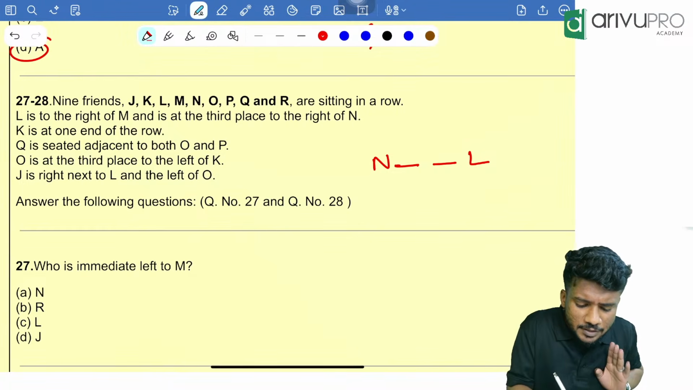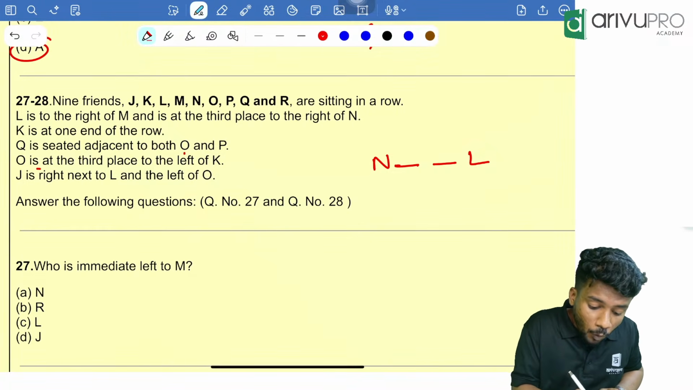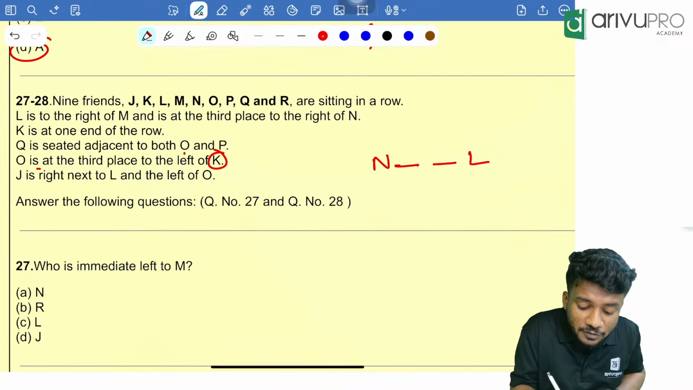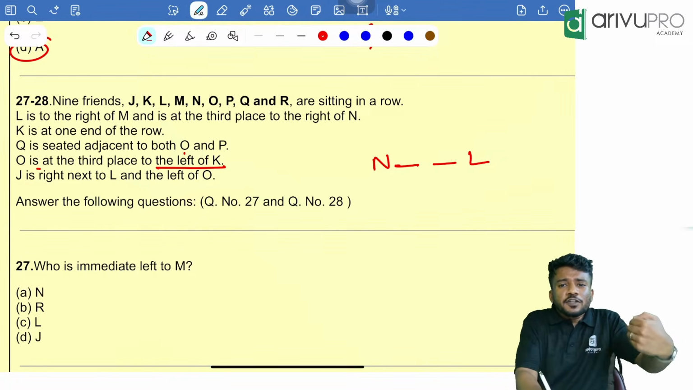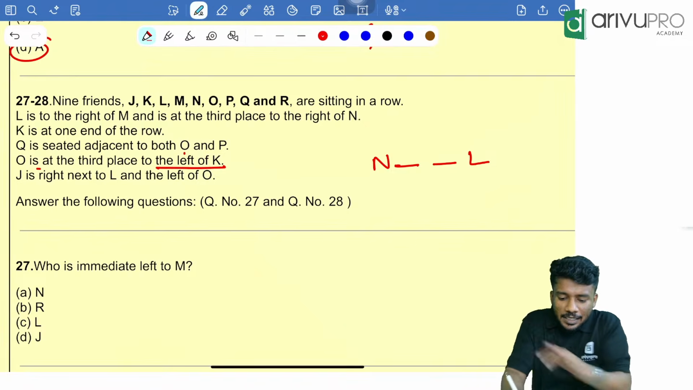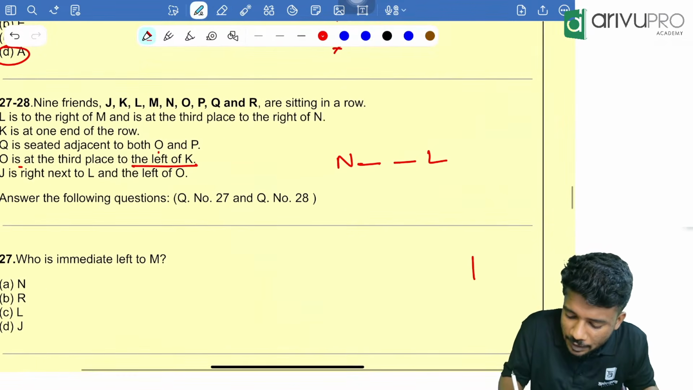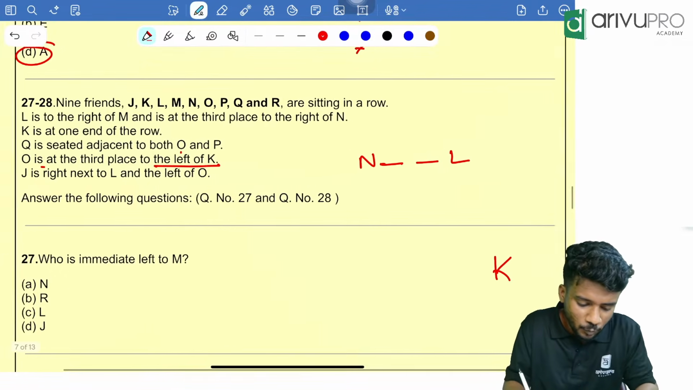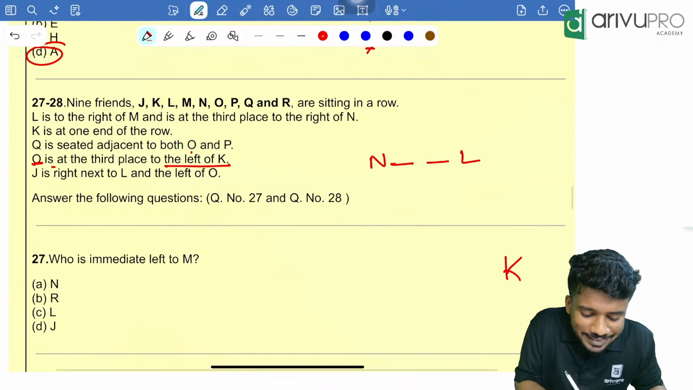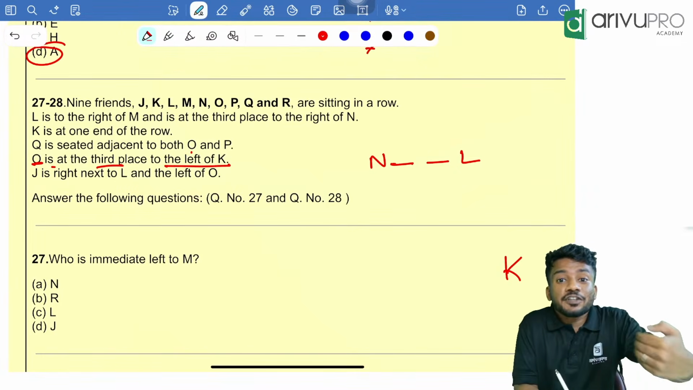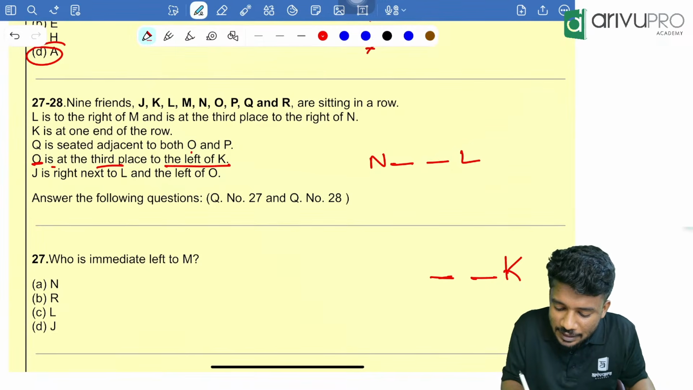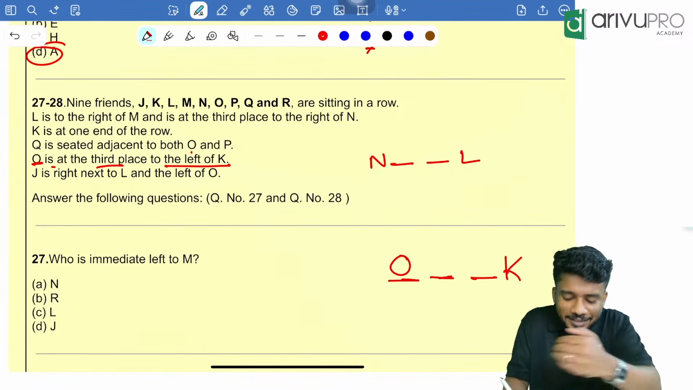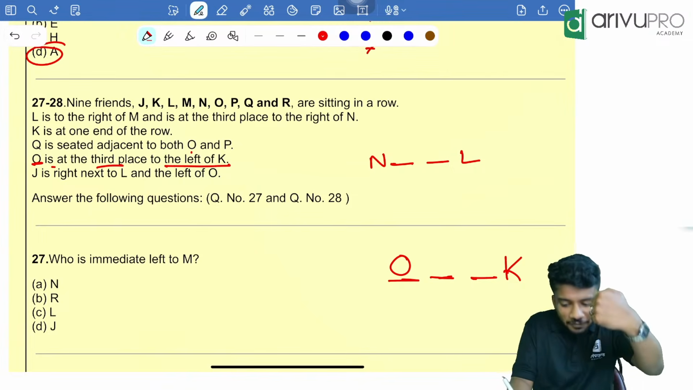Q is seated adjacent to both O and P. Then O is third place to the left of K. This is very important. O is third place to the left of K means K can be at the right end. We will start from right. K is over here. Then what is given? O is third place to the left of K. O is third place means first, second, third.